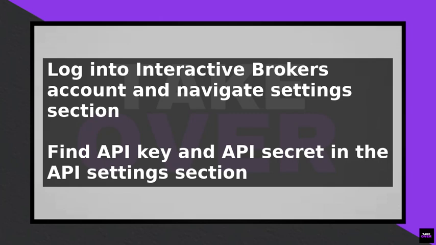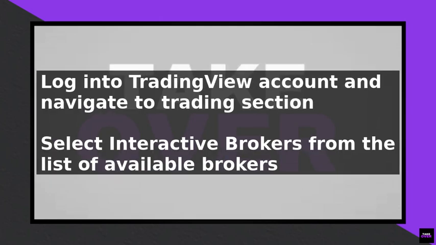Next, log into your TradingView account and navigate to the paper trading or live trading section. Depending on your preference, click on the Brokers option and select Interactive Brokers from the list of available brokers. You will then be prompted to enter your Interactive Brokers API key and API secret, which you obtained earlier. Enter these details and click Connect to establish the link between your Interactive Brokers account and TradingView.